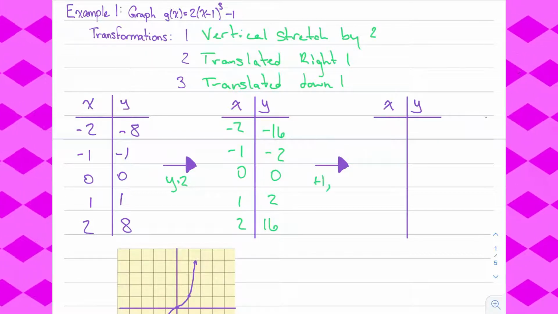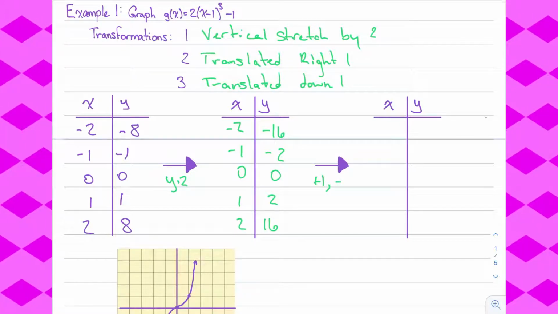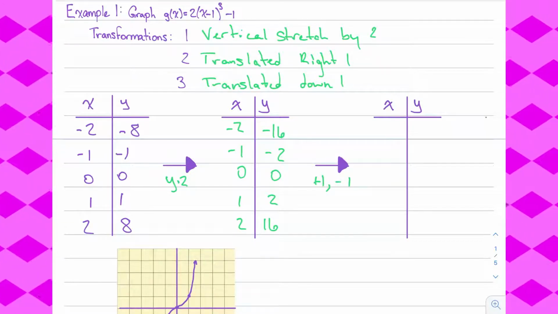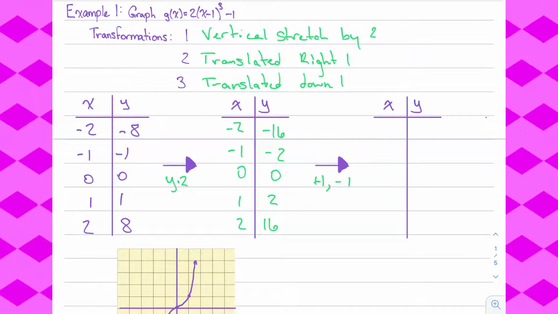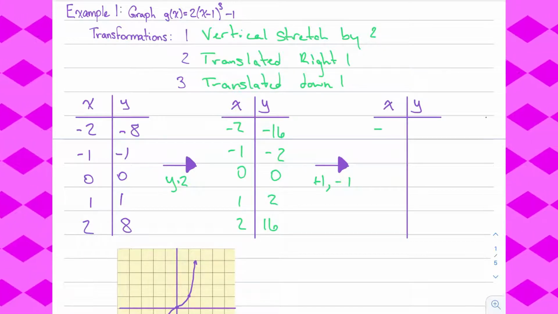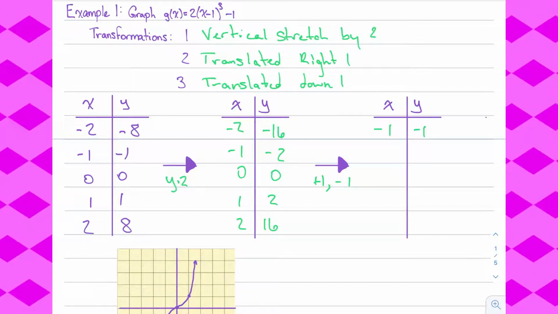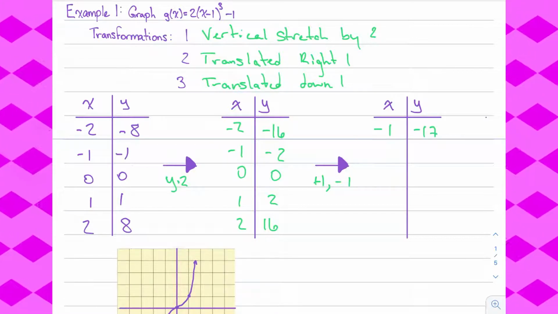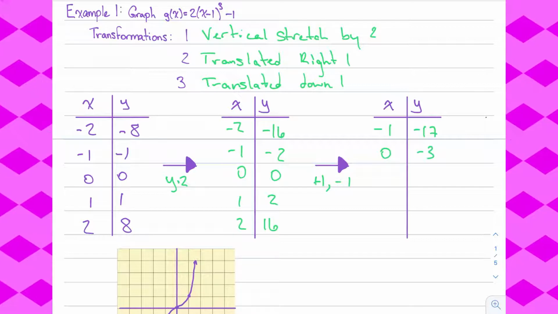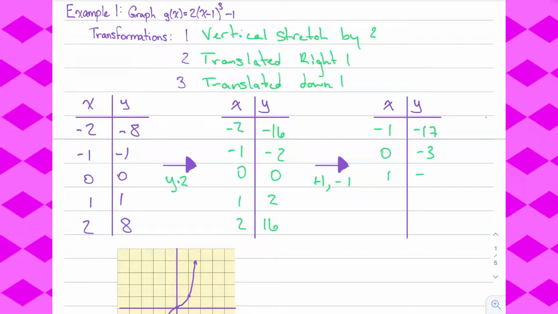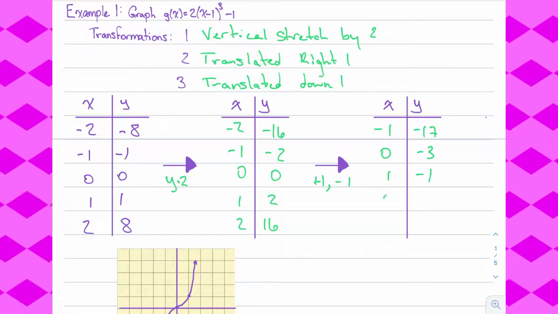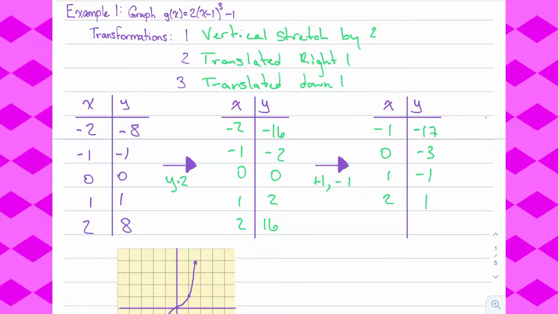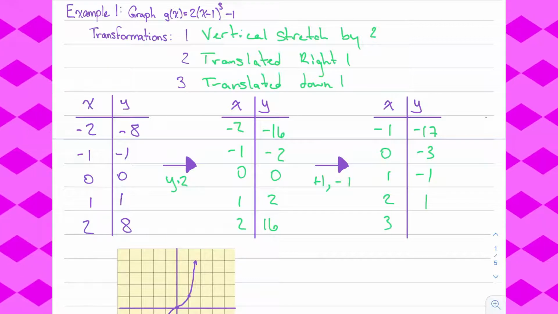Now if I want to translate right, I have to add 1 to my x coordinate. If I want to translate down 1, I have to subtract 1 from my y coordinate. So I'll just take each point and I'll add 1, subtract 1. So add 1 to negative 2 is negative 1, subtract 1 from negative 16 is negative 17. And I'm just going to go down the line. 0, negative 3, 1, negative 1, 2, 1, and 3, 15.